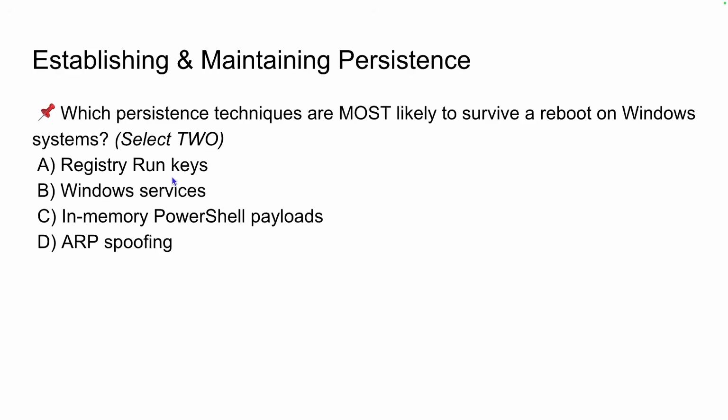Which persistence techniques are most likely to survive a reboot on Windows systems? Select 2. Registry run keys, Windows services, in-memory PowerShell payloads, ARP spoofing. ARP spoofing is address resolution protocol that deals with mostly MAC addresses.